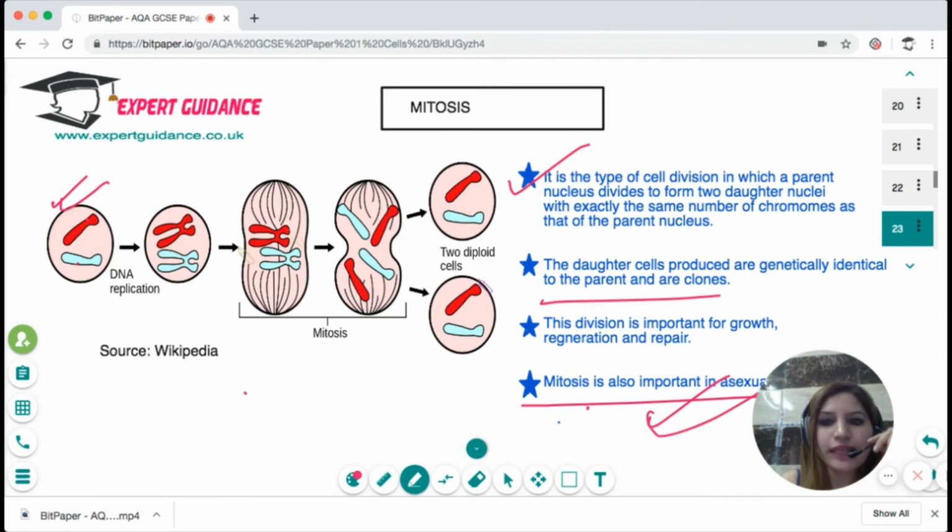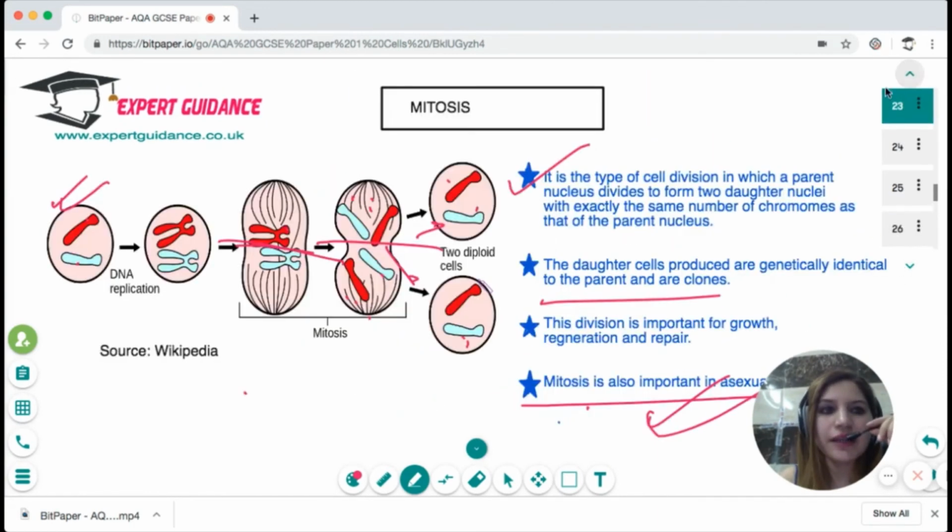Once they duplicated, they line up at the center through these spindle fibers. The spindle fiber shrinks and breaks them from the middle, so that each end now has two chromosome copies, and then the nucleus divides. So we get two daughter nuclei with exactly the same number of chromosomes as the parent nuclei. Okay, so I hope this mitosis is clear to you.